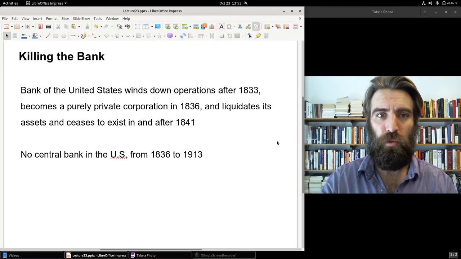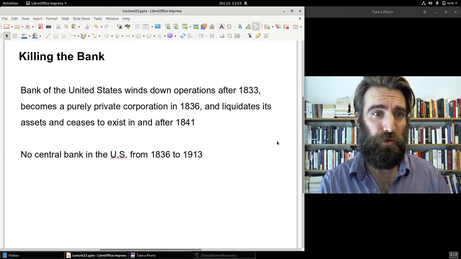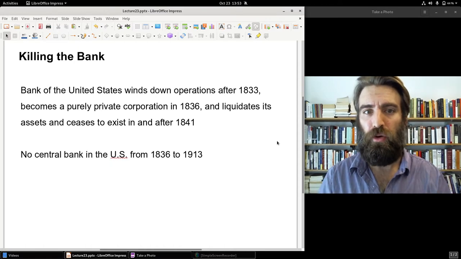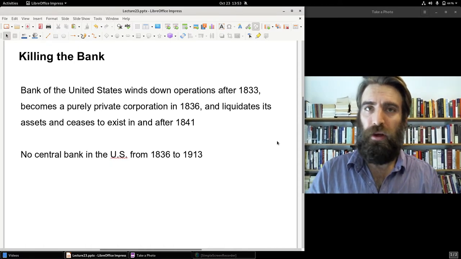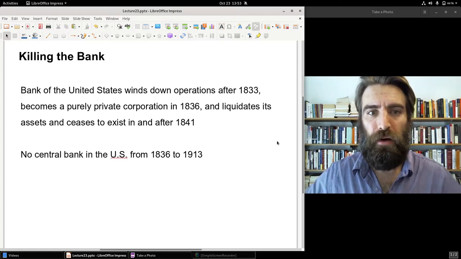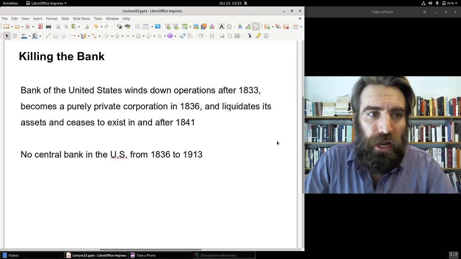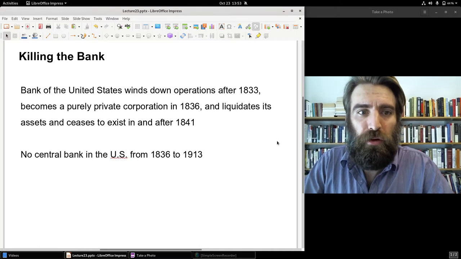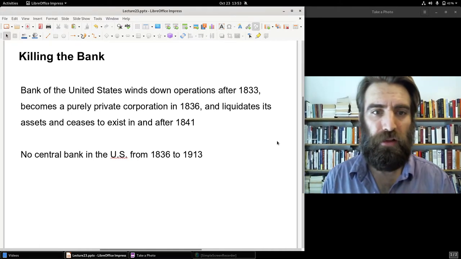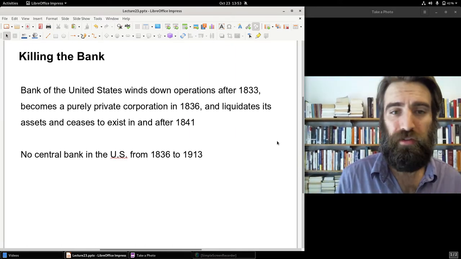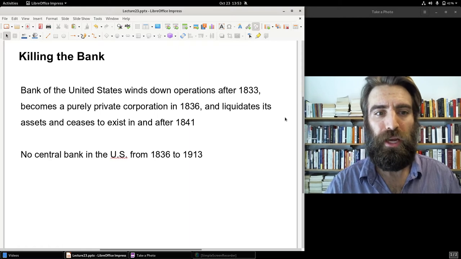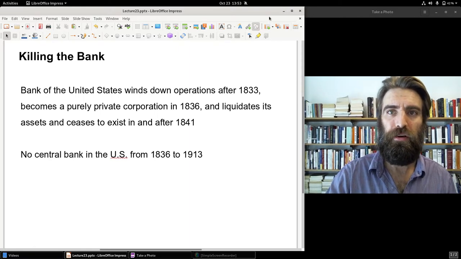Well, Jackson succeeds in removing the deposits. The Bank of the United States winds down its operations. After 1836, it becomes just a private corporation, a state-chartered bank in Pennsylvania and Philadelphia. And then finally in 1841, it liquidated its assets and completely ceased to exist. There was no central bank in the United States from 1836 until 1913. So no central bank at all in the United States from 1836 to 1913.